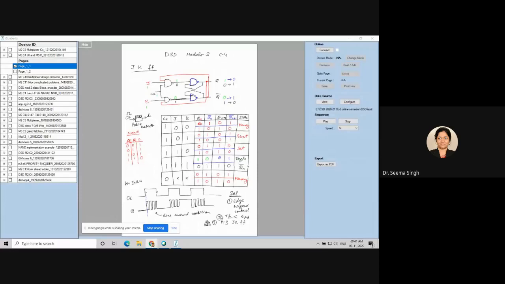Second solution was T by 2. T by 2 means this, the time when it is 1. Total clock cycle is this complete, and T by 2 means only half, this when clock is high. So if T by 2 is less than the propagation delay of the gate, then also this race around condition or continuous toggling will not happen. Third was master slave JK flip-flop.